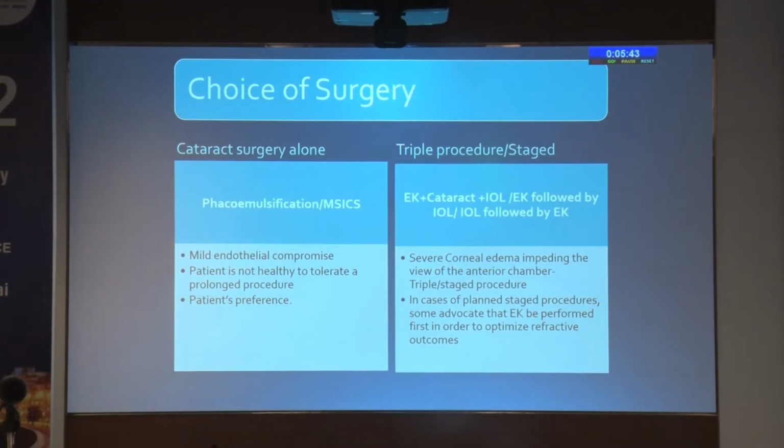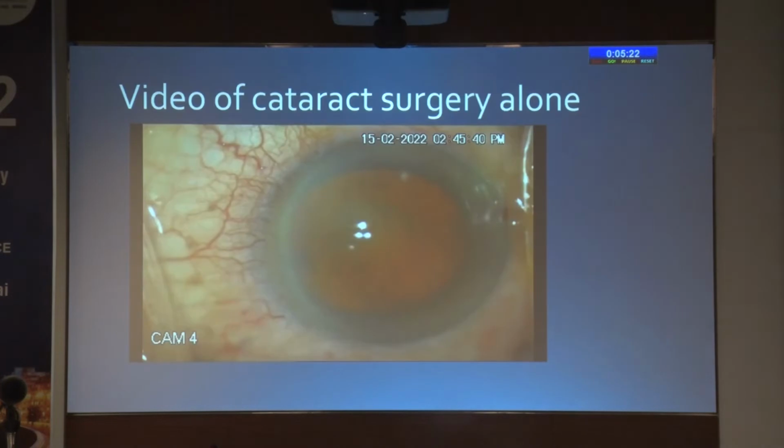As far as the choice of surgery is concerned, when we are doing a cataract surgery alone, we can do phaco or small incision cataract surgery in cases where there is mild endothelial compromise and the patient is not healthy enough to tolerate a prolonged procedure. With severe corneal edema, definitely when the view is not clear, we have to either go for a triple or a staged procedure.